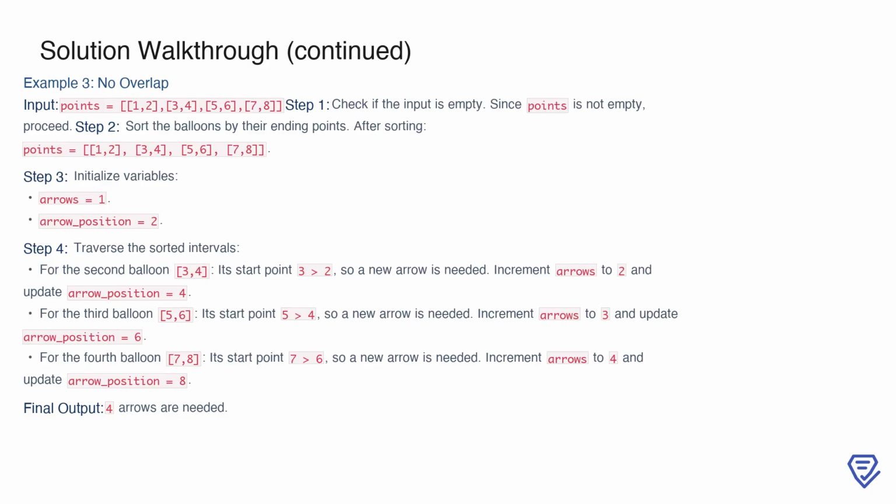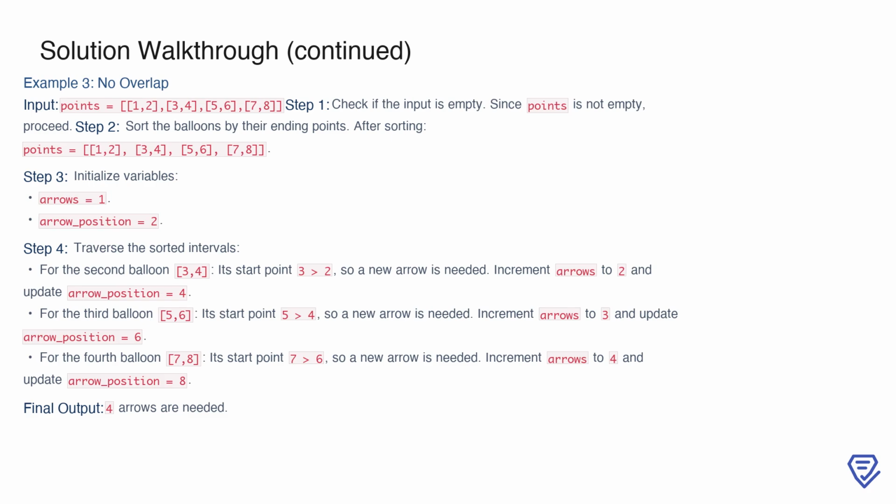As we traverse the intervals, we find that the start point of each subsequent balloon is greater than the current arrow position. For the second balloon, [3, 4], its start point is 3, which is greater than 2. This means a new arrow is needed. We increment the arrow count to 2 and update the arrow position to 4.